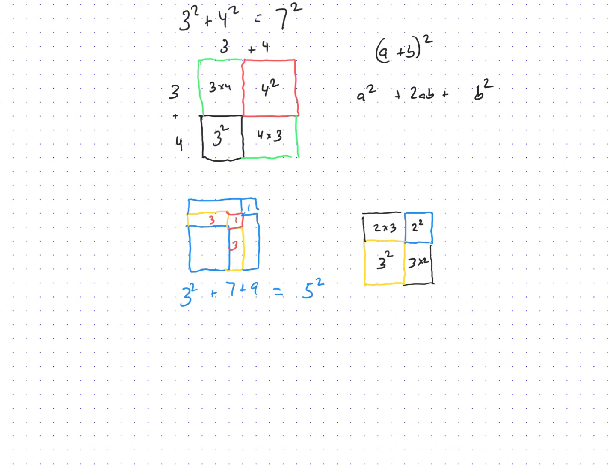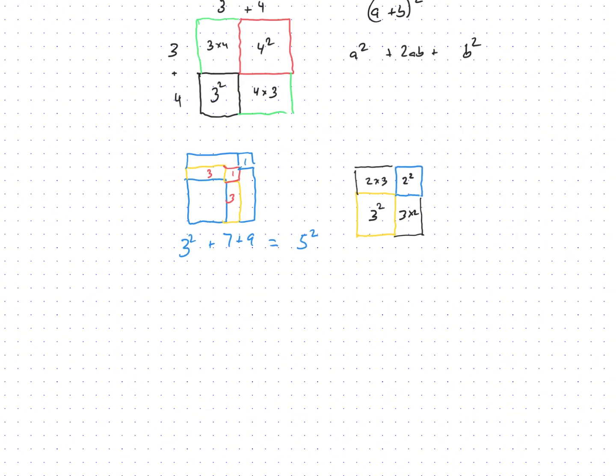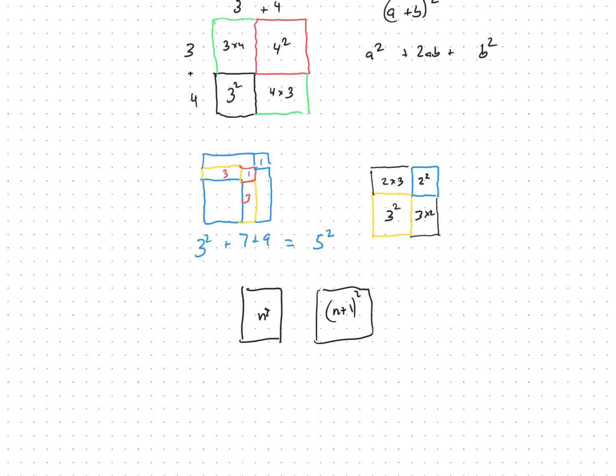Okay, and in the abstract way of doing it, if I go from n squared to n plus 1 squared, I have to add 2n plus 1. But what if I go to the second square after that? You can see that up here. So we added 4 and 4 and 1.